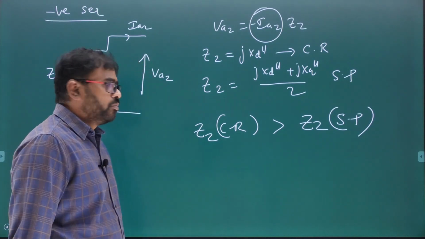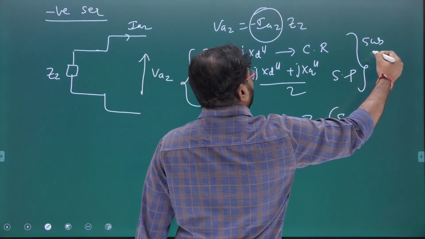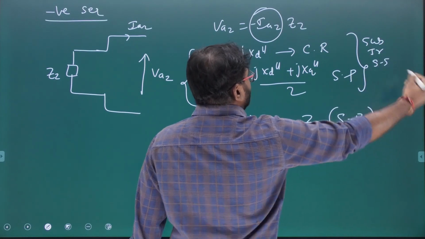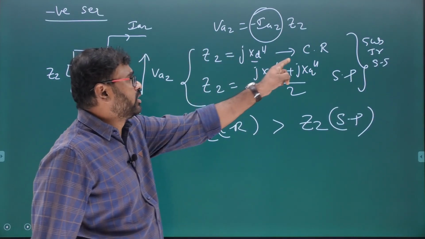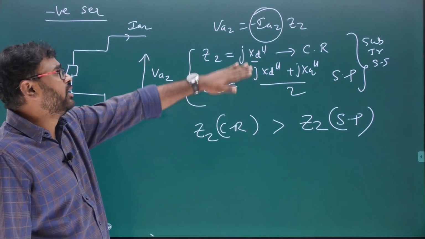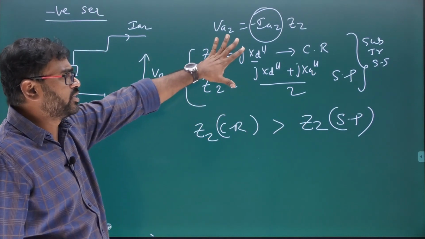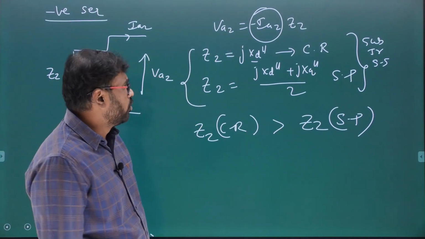Careful. Okay. But these expressions are the same for subtransient, transient or steady state. Don't think that we have substituted the subtransient reactance here. It is not only for the subtransient period, with JXD needed for the steady state period. No. It may be subtransient, transient or steady state. These are the formulas.